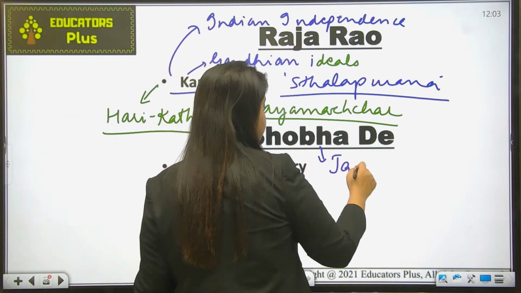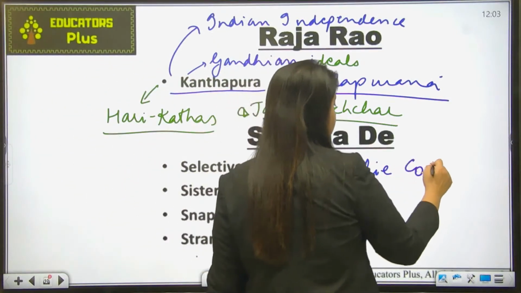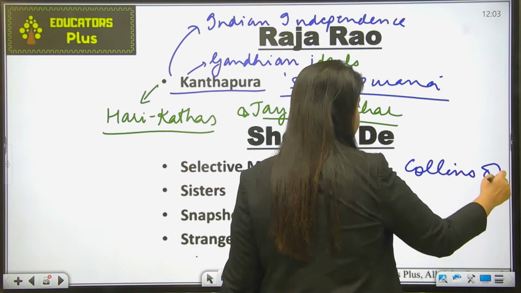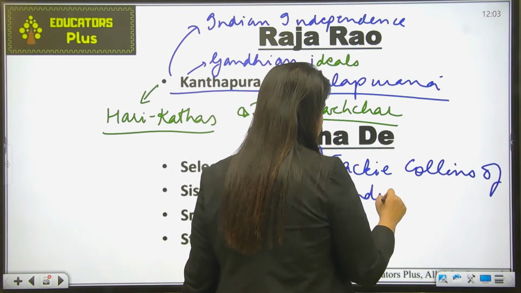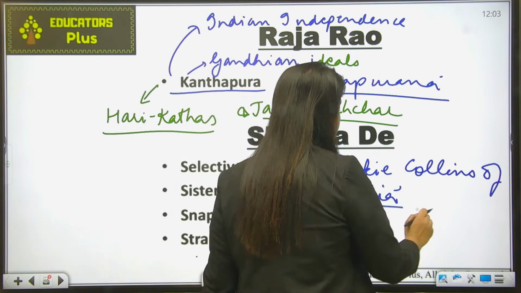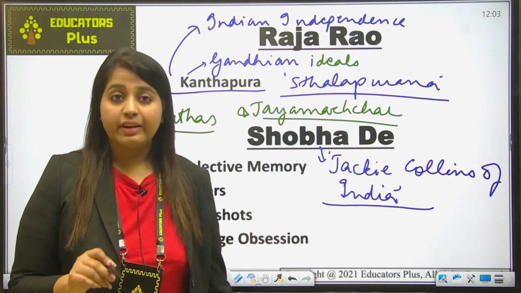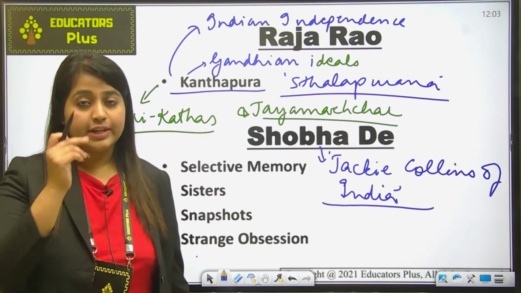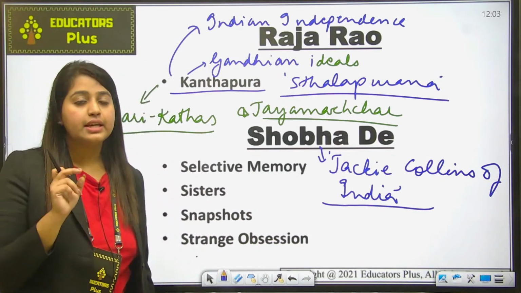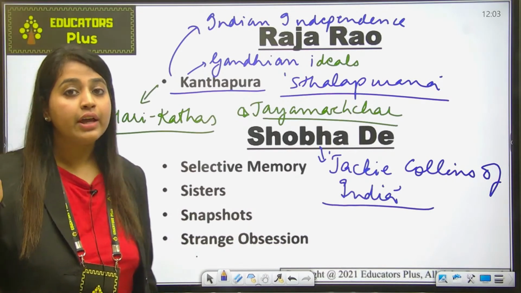She is called Jackie Collins of India. And I have also told you the reason why she is called that, because her works have quite intimate narration and she depicts the socialites. Okay, that's why she is known as Jackie Collins of India.